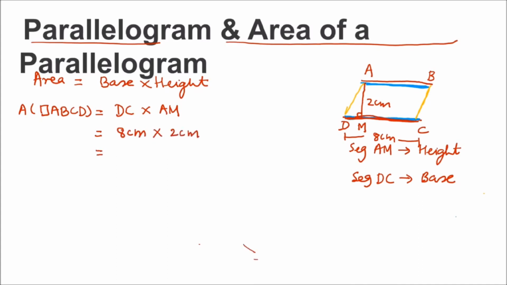So 8 into 2 is 16. And centimeter into centimeter will be centimeter raised to 2. So area of quadrilateral ABCD is 16 square centimeter. So what is the formula for area of a parallelogram? Base into height.